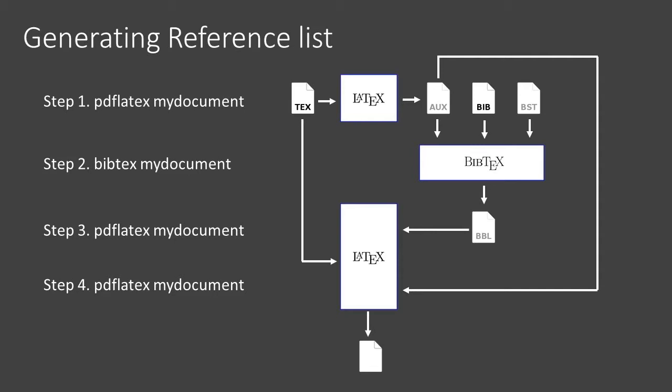Step 3 is to run PDFLaTeX again. Now LaTeX reads the BBL file and inserts the bibliography at the place of the bibliography command. The bibliography command reads the BBL file and includes the reference list. Finally, run PDFLaTeX once more. LaTeX replaces the cite commands used in the manuscript with the reference numbers or author-year names used in the BBL file.